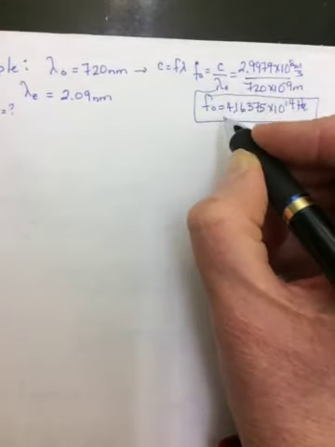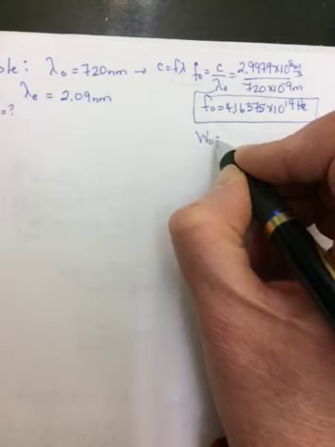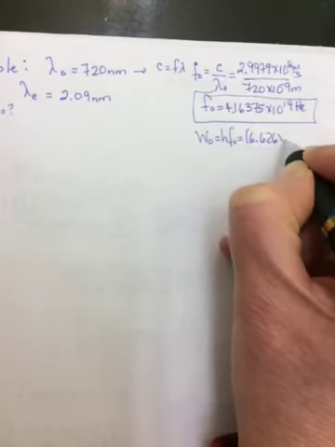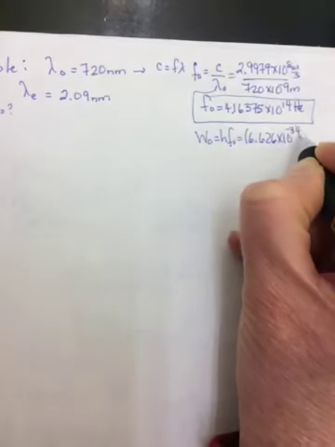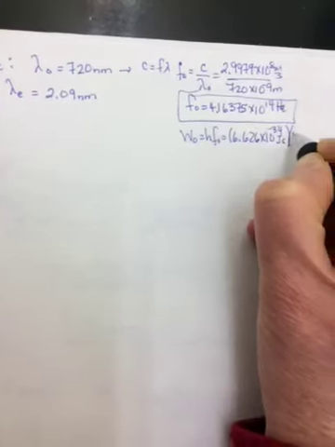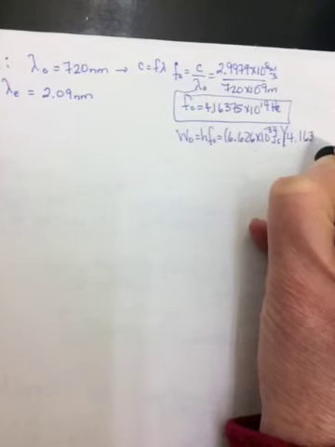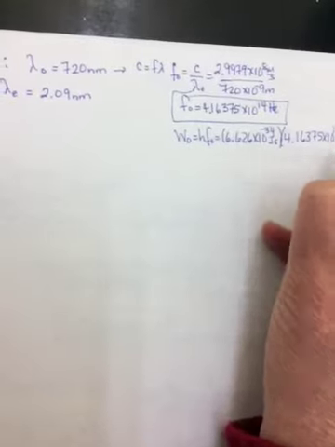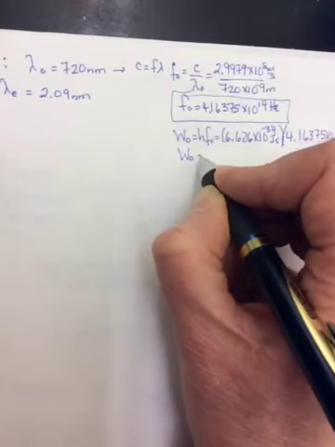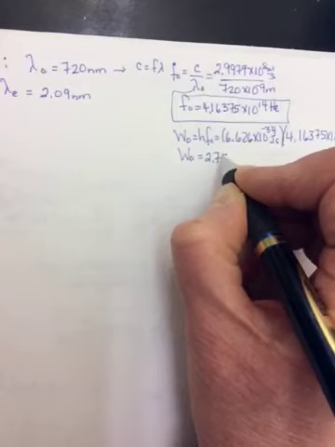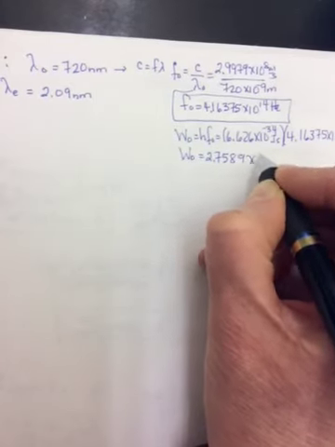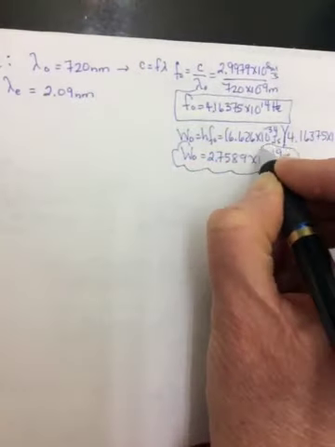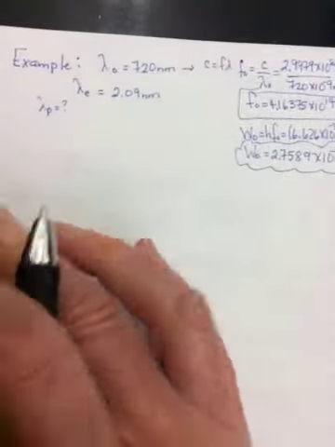From this, I can find my W0, because W0 is equal to h f0. So 6.626 times 10 to the negative 34 joule seconds times 4.16375 times 10 to the 14th hertz, and you get a W0 of 2.7589 times 10 to the negative 19 joules. Okay, so this is my W0 that we'll be using shortly, but not yet.